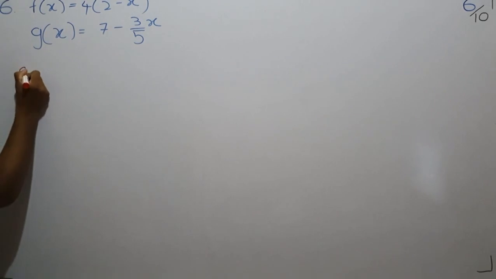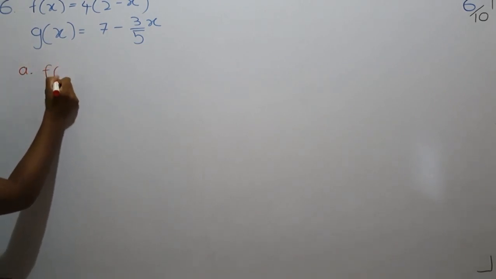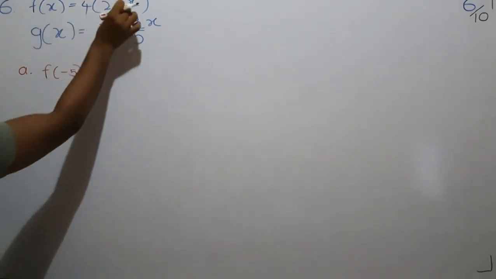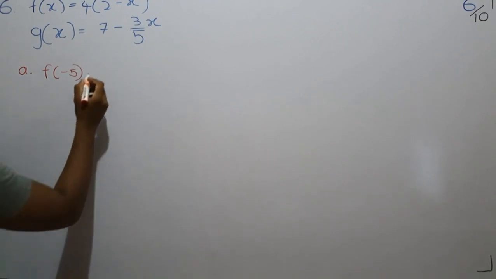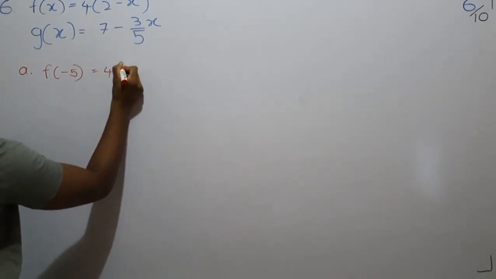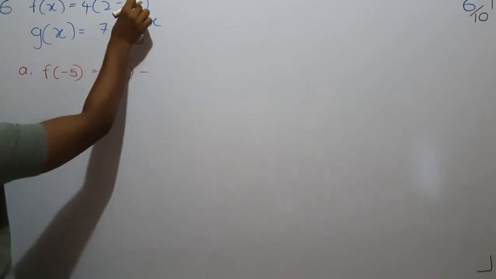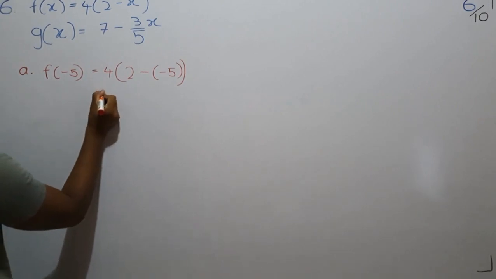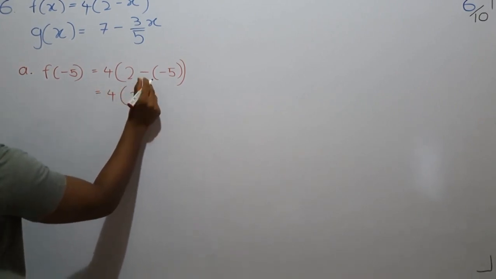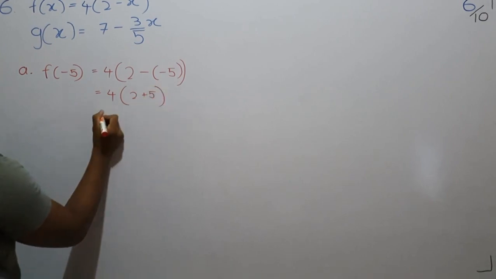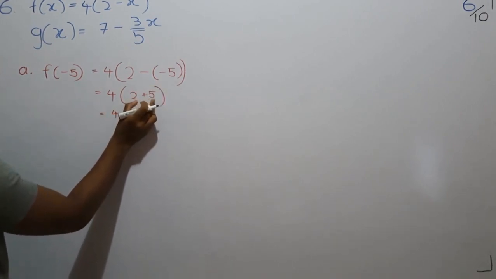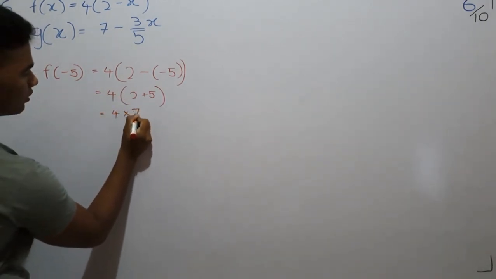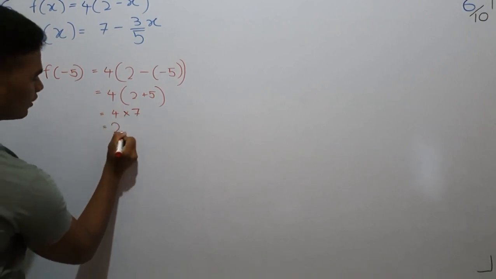Part A, find f of minus 5. So this is easy. Just substitute in the places where x is minus 5. So 4 into 2 minus, substituting minus 5 within brackets, 4 into 2 minus minus 5, which is plus 5. 2 plus 5 is 7, so 4 into 7. So 4 into 7 is 28.